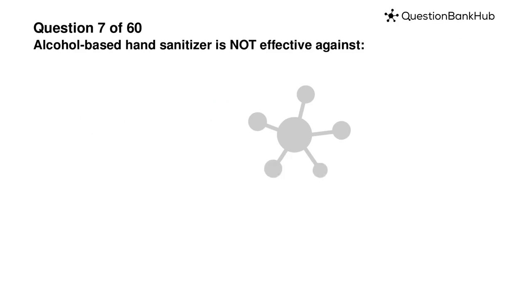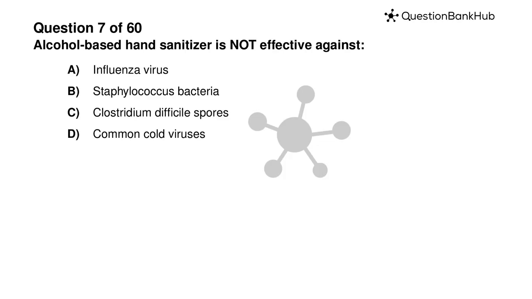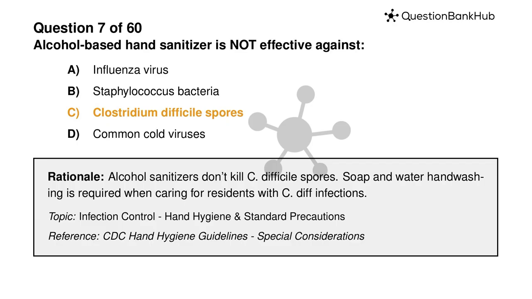Question 7. Alcohol-based hand sanitizer is not effective against A. Influenza virus. B. Staphylococcus bacteria. C. Clostridium difficile spores. D. Common cold viruses. The correct answer is C. Clostridium difficile spores. Alcohol sanitizers don't kill C. difficile spores. Soap and water handwashing is required when caring for residents with C. diff infections.